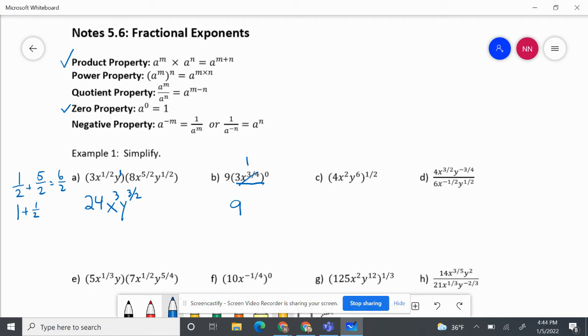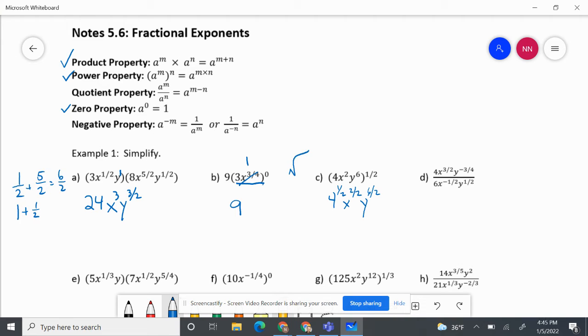Looking at letter C, what we have is the power property. Whenever we have an exponent to an exponent, we multiply. So this would be 4 to the 1/2, x to the 2 over 2, and y to the 6 over 2.